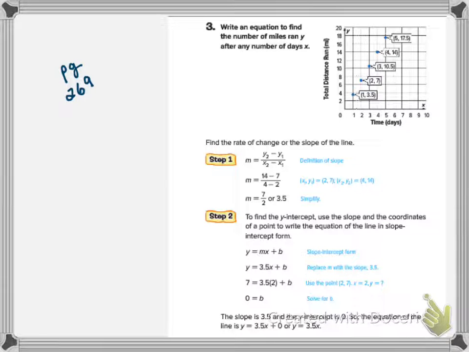We are looking at page 269, and we're going to go through example 3, continuing in chapter 4, lesson 1. We're looking at example 3, where we have the total distance that Marion ran in 1 week shown in the graph. The first thing we want to do for number 3 is to write an equation to find the number of miles ran y after any number of days x.